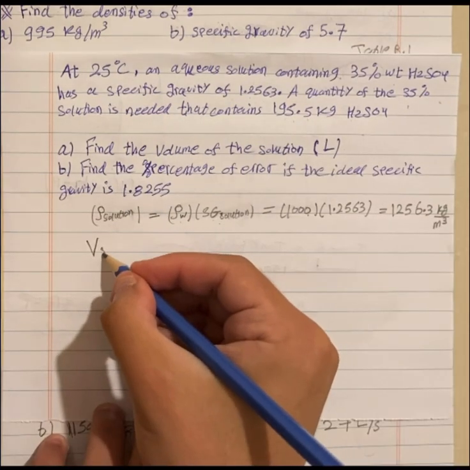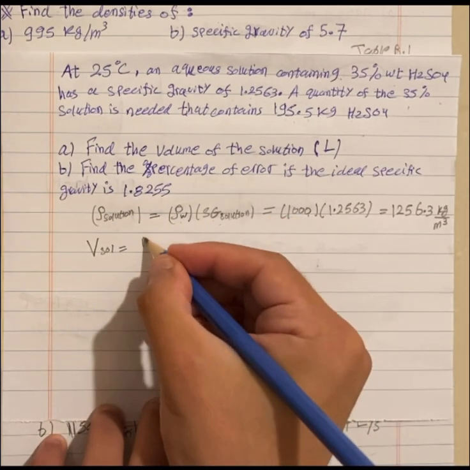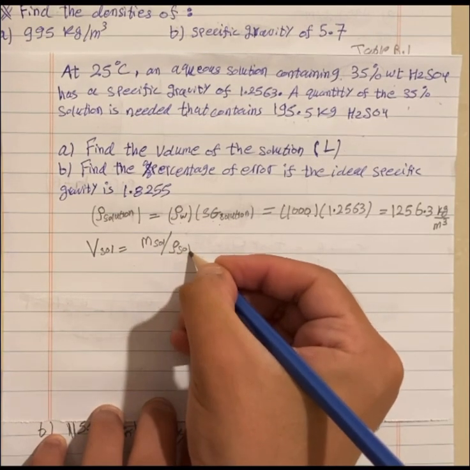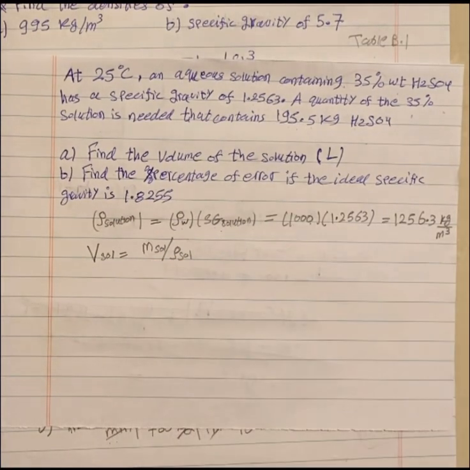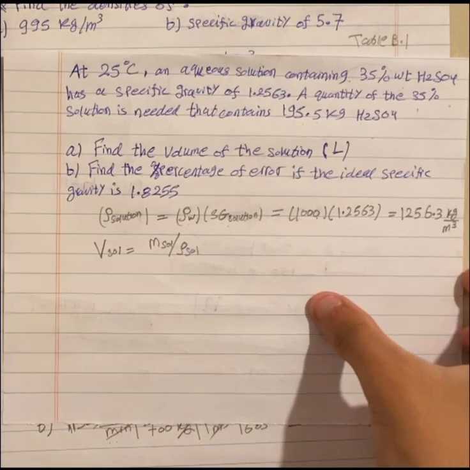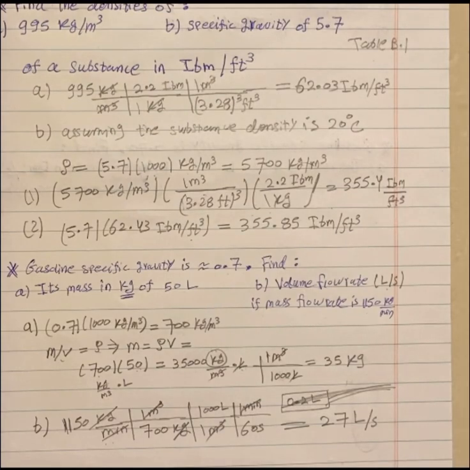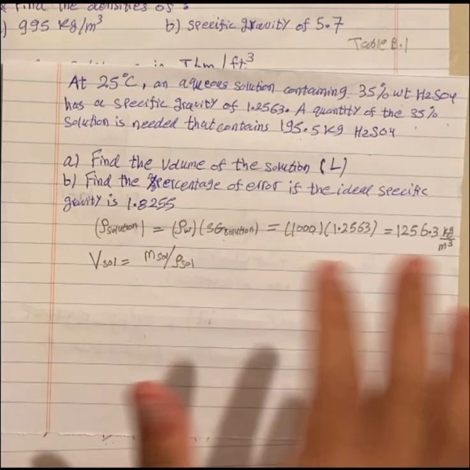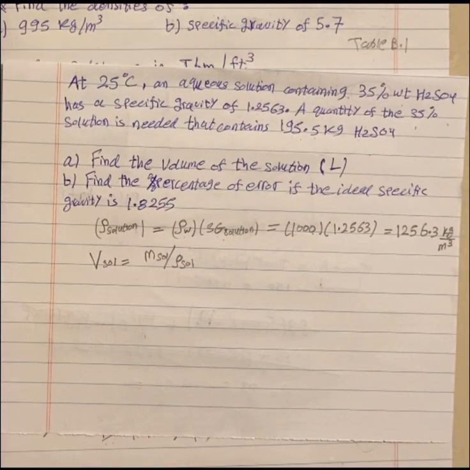You say volume of the solution is equal to mass of the solution divided by the density of the solution. Just use the mass of the solution divided by the density of the solution to find the volume of the solution. Nothing hard. But wait a minute. Here we don't have the mass of the solution. So are we joking here? How to find the volume of the solution?